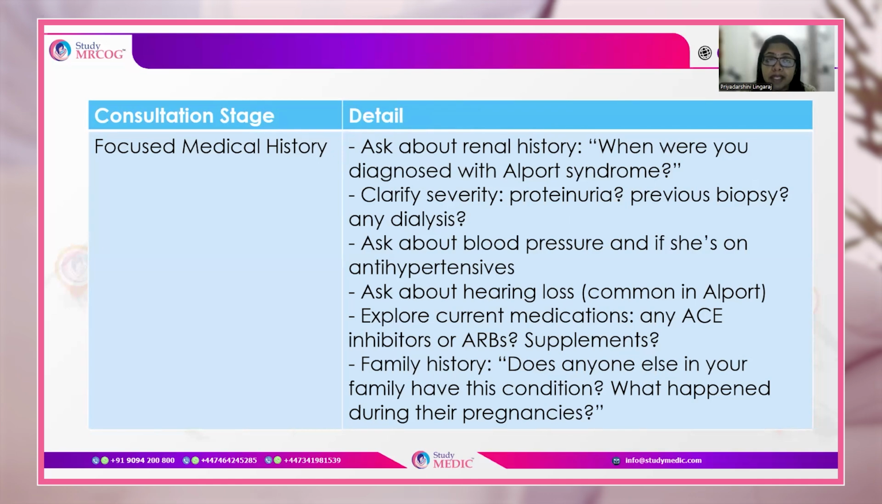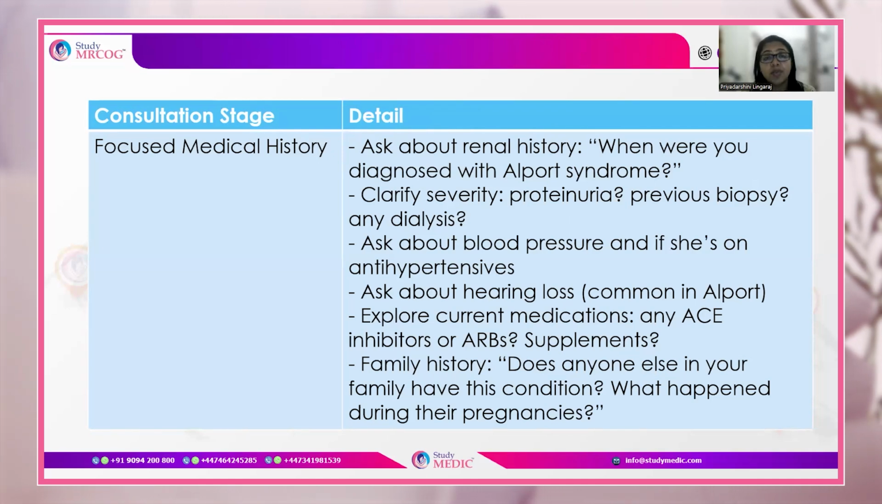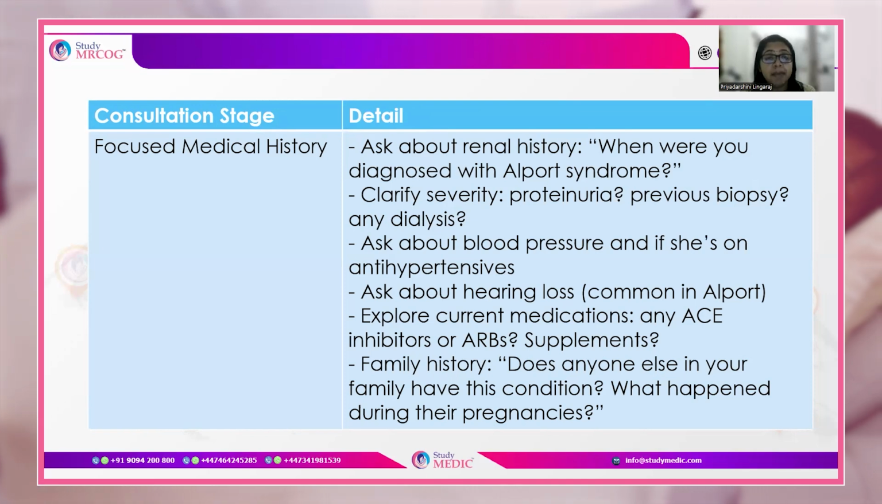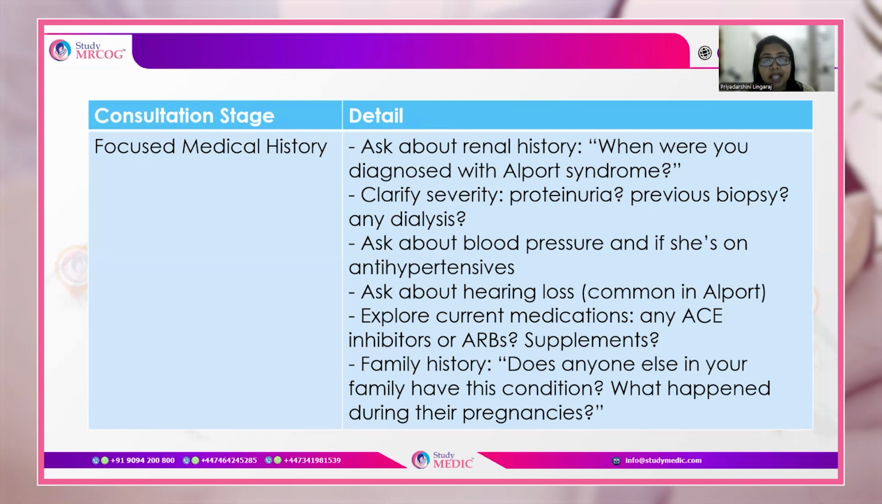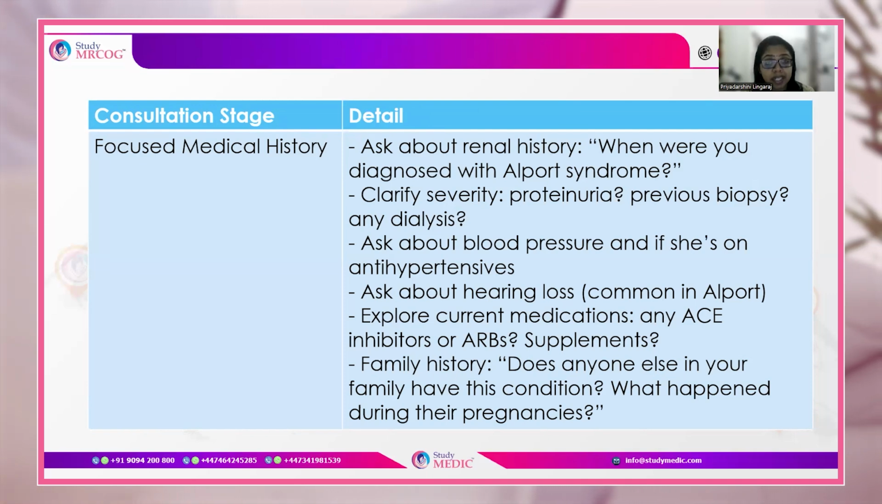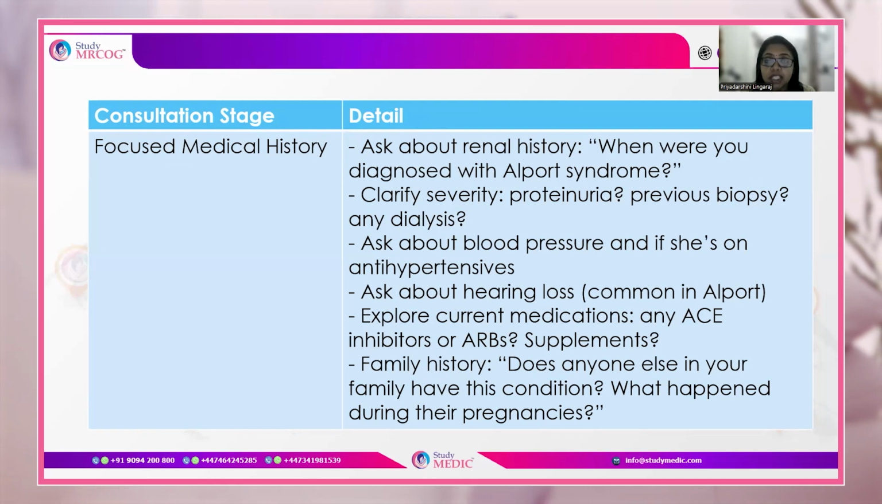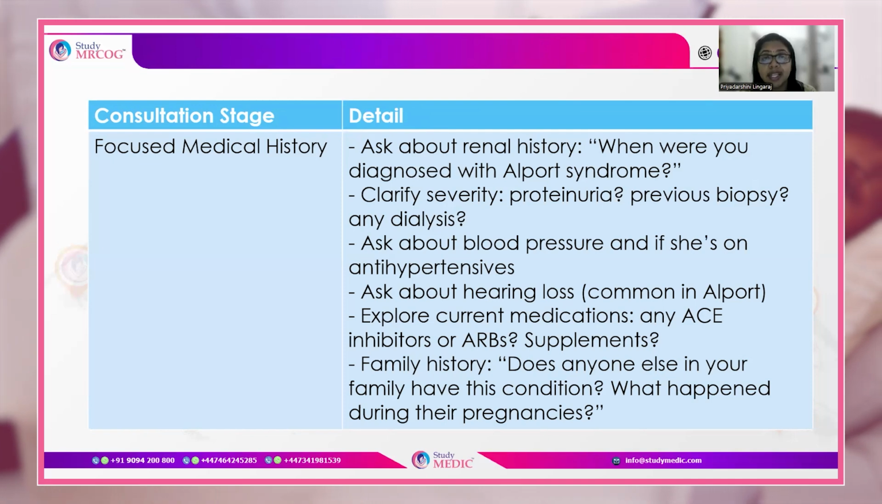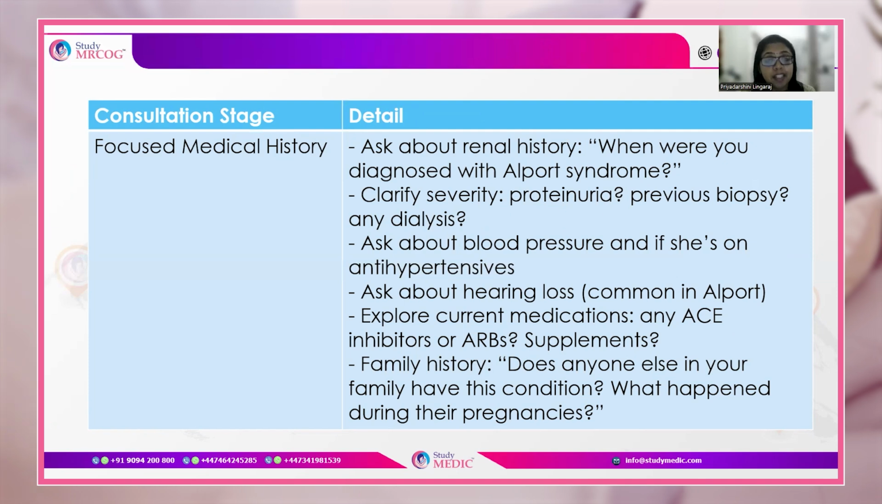So in focused medical history, the key important factor is to ask about the renal history. Since when has she been diagnosed with it? What is the severity? Is she having any medications for hypertension? So all these are very important factors which are pertaining to Alport syndrome. And then about hearing loss, because that is again very common in Alport syndrome. So why is this important? Because we'll have to rule out whether she's taking any drugs that are contraindicated in pregnancy. This is going to test on patient safety as well as on your applied clinical knowledge.